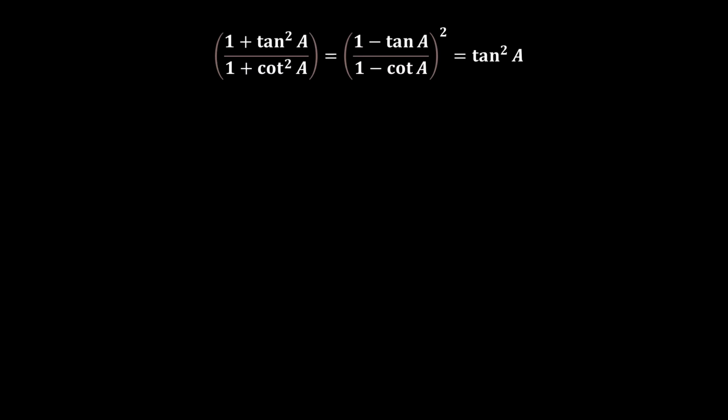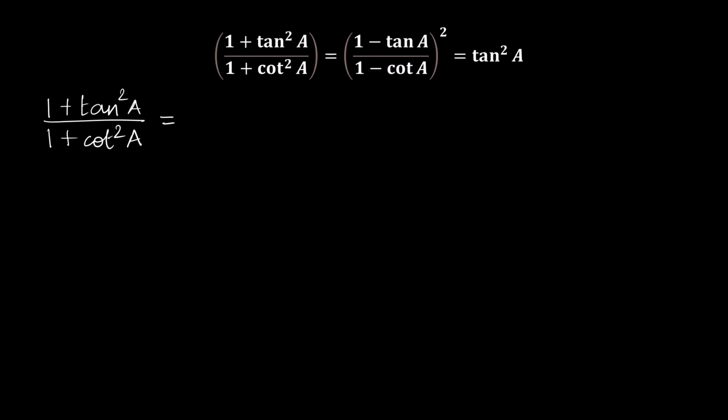Yes, today we are going to start with (1 + tan²A)/(1 + cot²A) = ((1 − tan A)/(1 − cot A))² = tan²A. What we are going to do is prove the first one equal to the third one, and the second one also equal to the third one. Now first, (1 + tan²A)/(1 + cot²A): we have to prove that this is equal to tan²A.